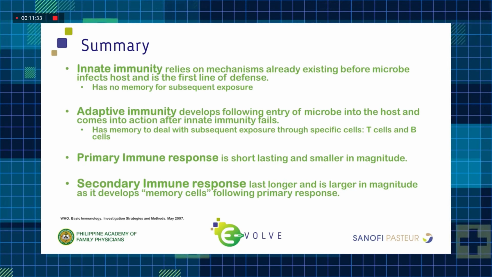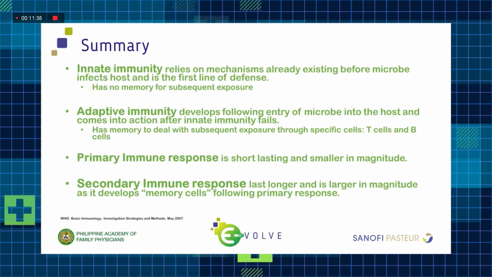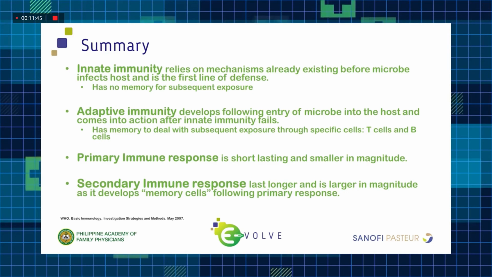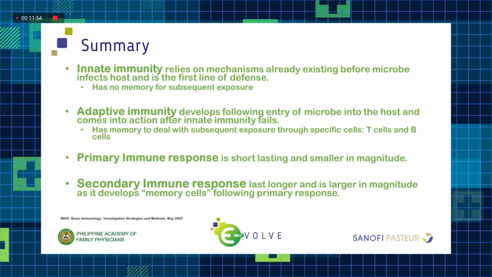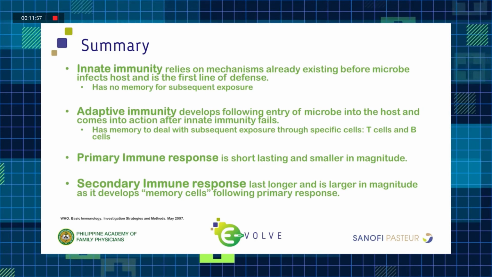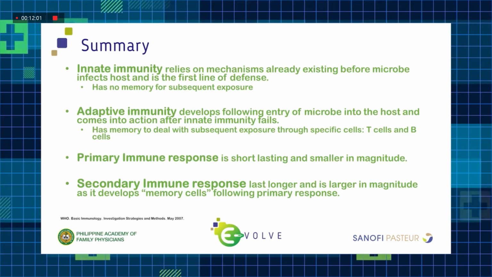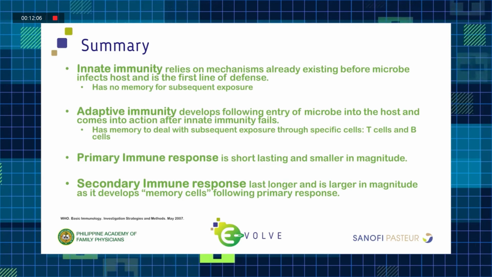Adaptive immunity develops after the microbe enters into the host and comes into action after innate immunity fails. This has memory to deal with subsequent exposure through the use of specific cells such as the T cells and the B cells. Primary immune response is often short-lasting and smaller in magnitude, while secondary immune response lasts longer and is larger in magnitude as it develops memory cells following primary response.